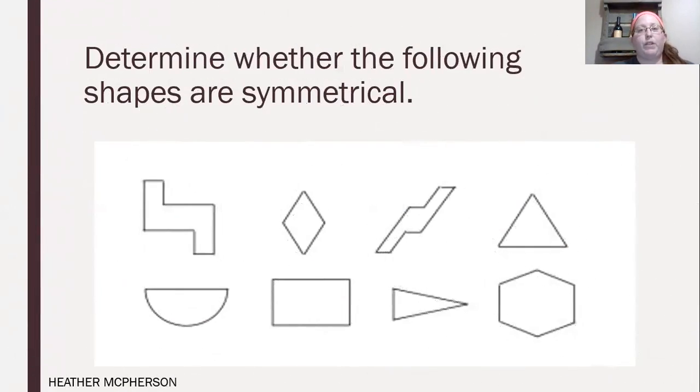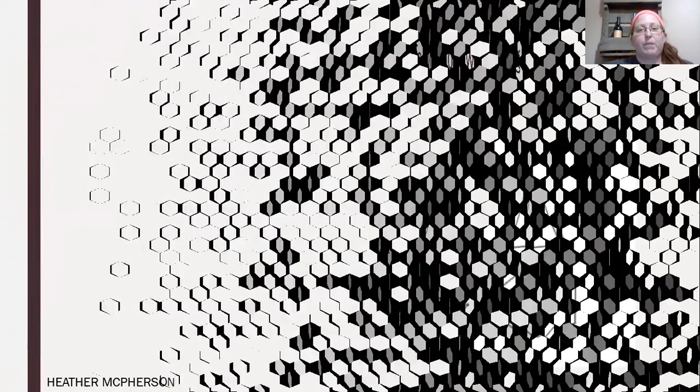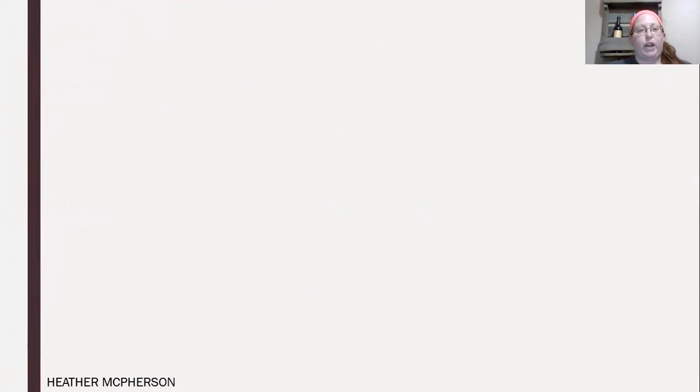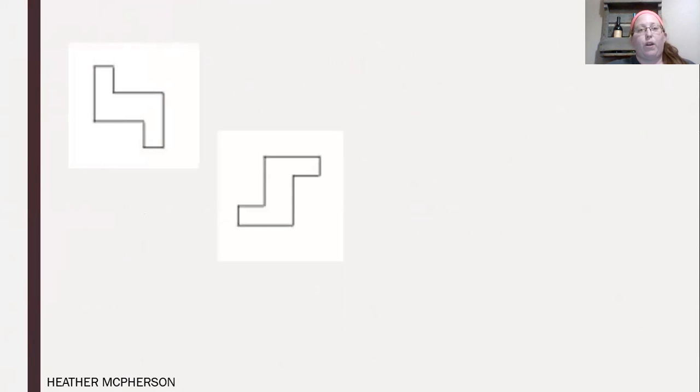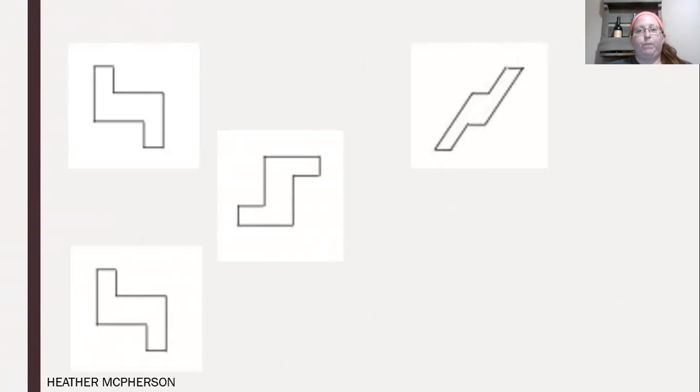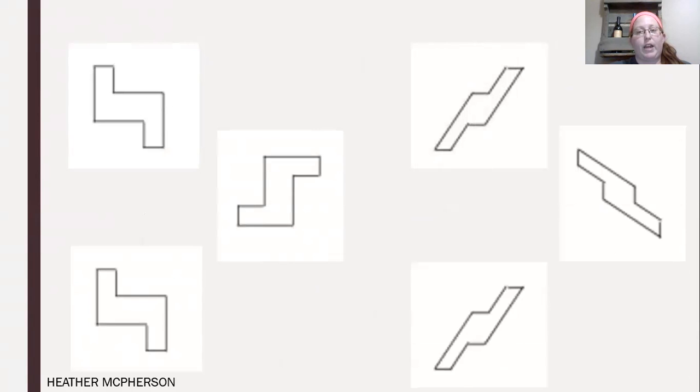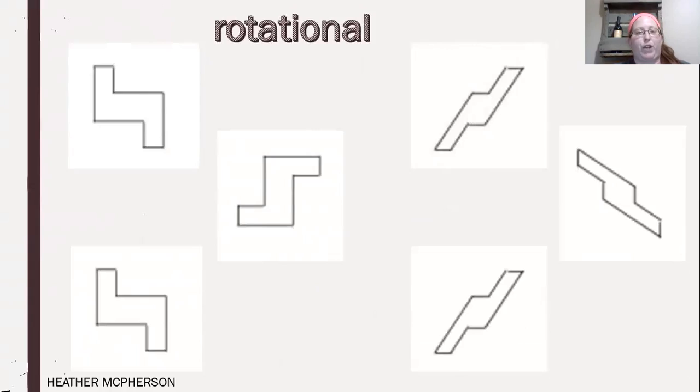So now we're going to look at a couple of different shapes, and we want to just pretty much determine if they're symmetrical, and if so, how are they symmetrical? So on this next slide, I've got a few of the shapes, and we're going to take a look at this one right here. Now, it can be symmetrical if you rotate it 90 degrees and then rotate it another 90 degrees, you get the same figure you had. Same as this one, you're going to rotate it 90 degrees and then another 90 degrees. So 180 degrees, you're going to get the same object you started with, which is rotational symmetry.